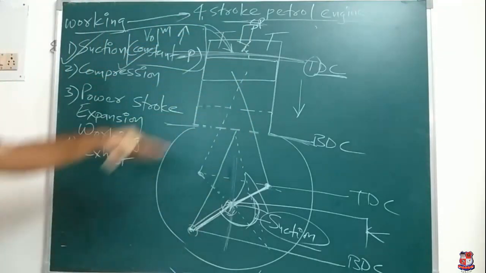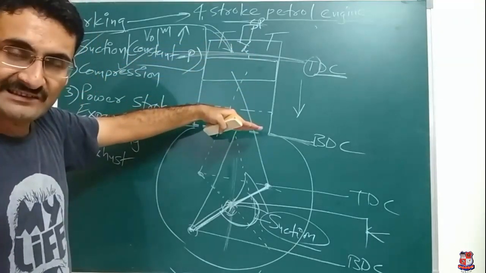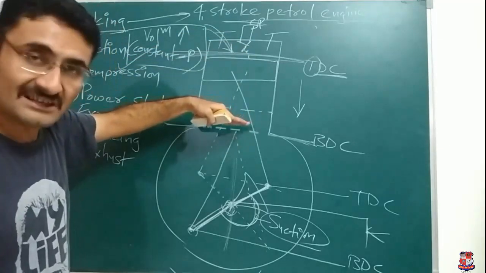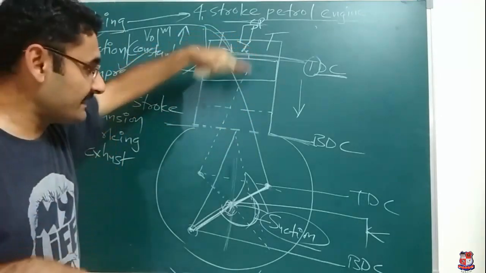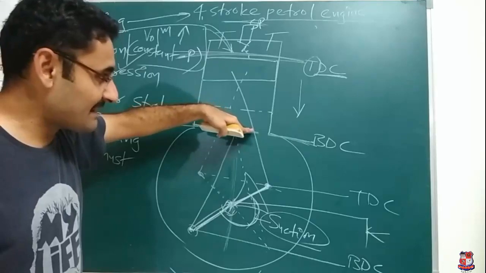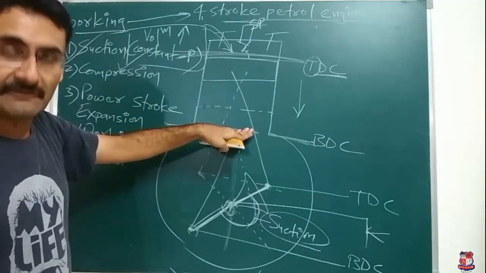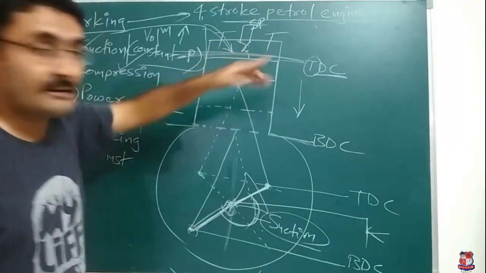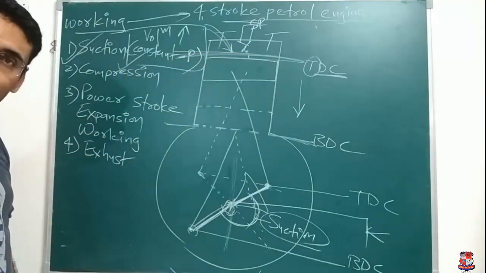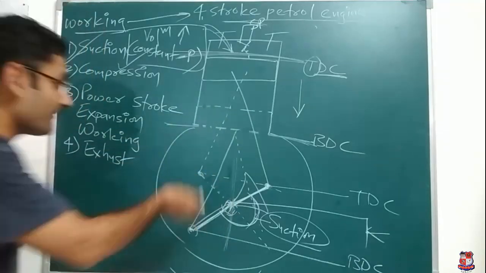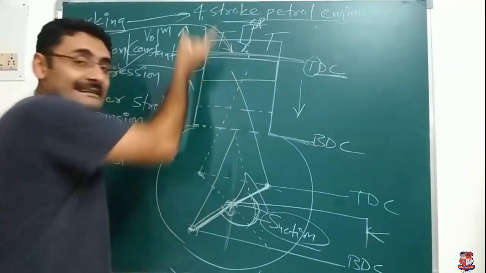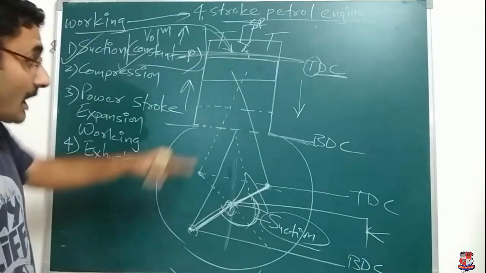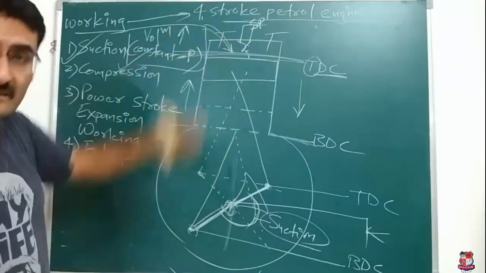Okay. Now when piston is present on BDC, that means after completion of suction stroke, because suction stroke starts from TDC and ends at BDC, what happens? Your inlet and outlet, both valves are closed. Then piston will travel from BDC to TDC. Now one question will come in our mind: how will piston travel from BDC to TDC?